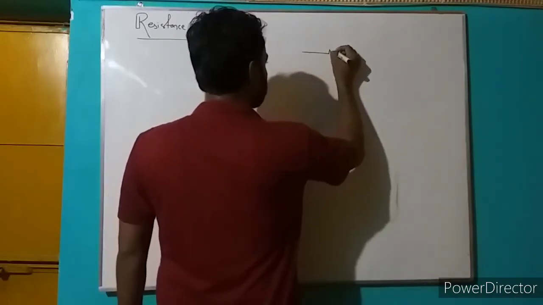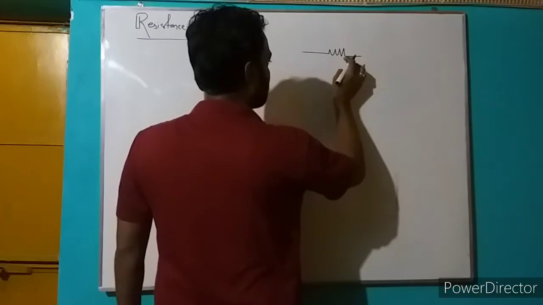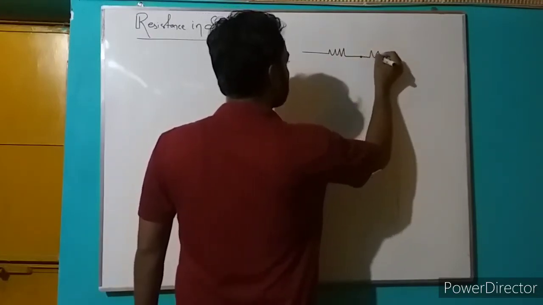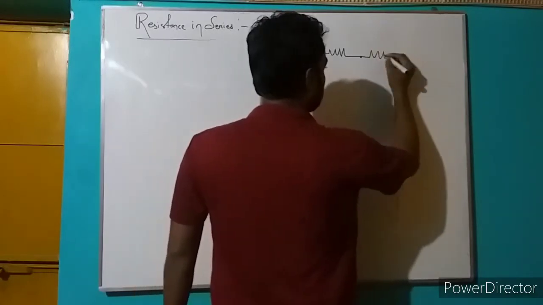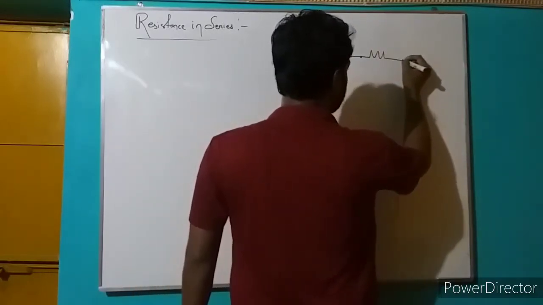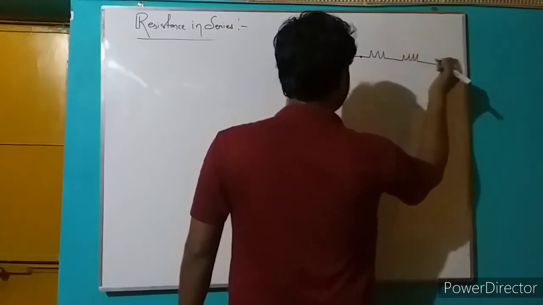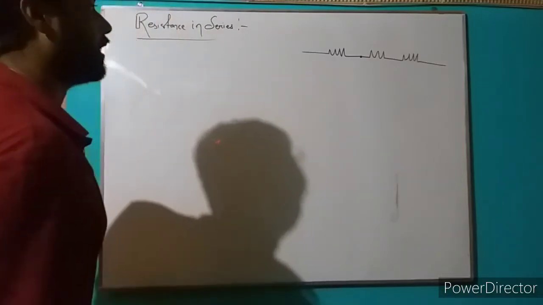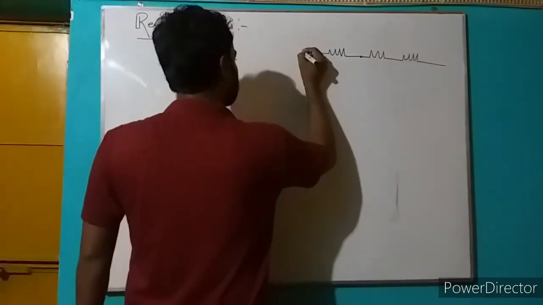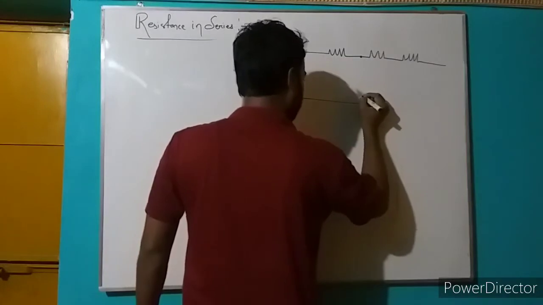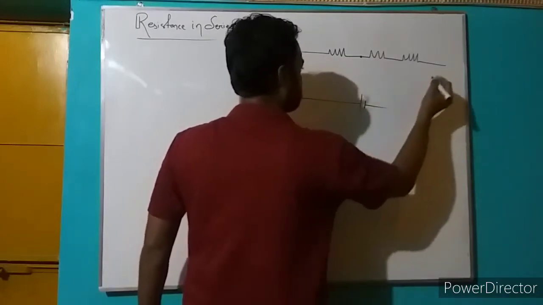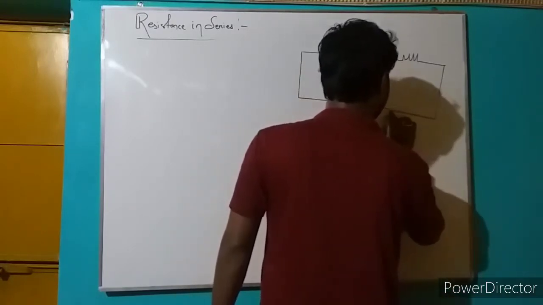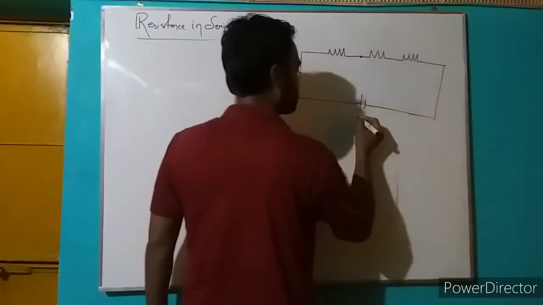Here this is resistor number 1, and its one end is connected to the other end of the second resistor, which is connected to another resistor. So this is called series connection, and the resistors are connected to a battery or cell, so that it has some potential difference, that is V volt.